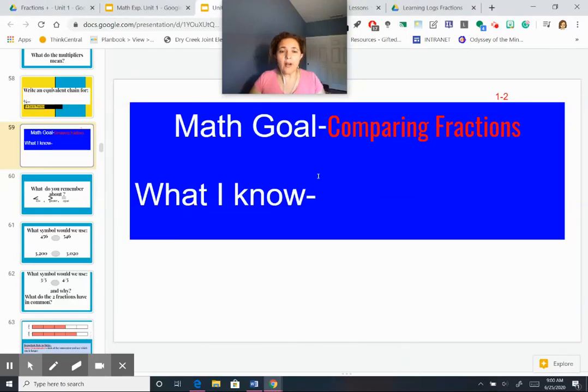Okay, so today our math goal is comparing fractions. All right. So, what do you know about fractions? Write down your math goal and write down what you know about fractions and then come back to me, and then we'll share tomorrow.